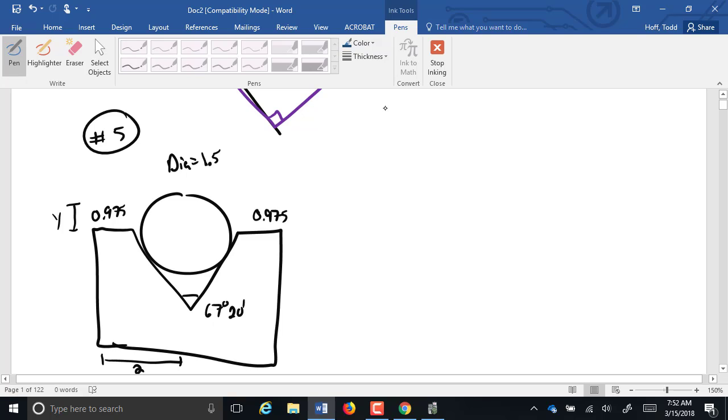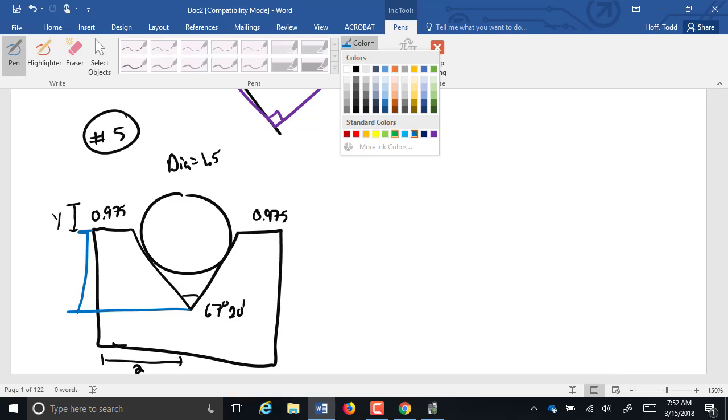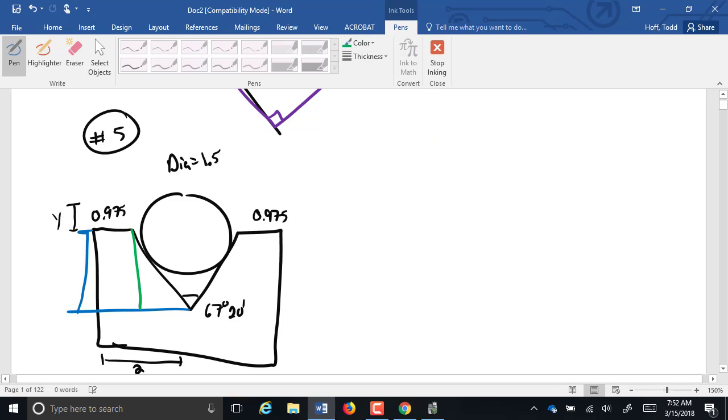One thing you'll notice we're not given here is a total height. But we can find the height from here. Try a different color there so it shows up a little better. The height from here up to there. How? This little triangle right here. We know this dimension is the difference between 2 and the 0.975. This is 1.025.